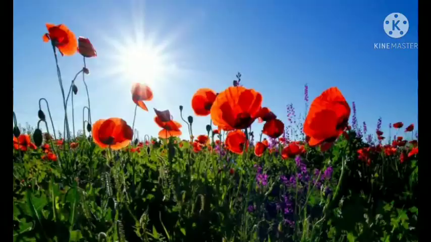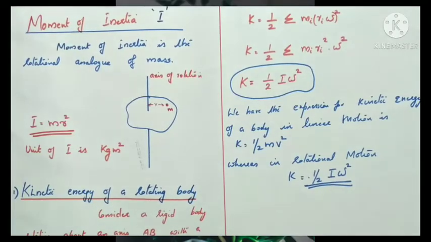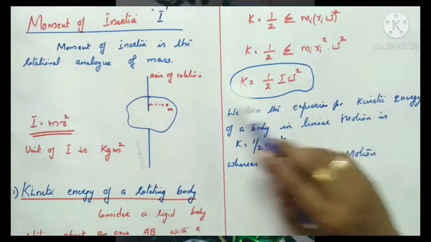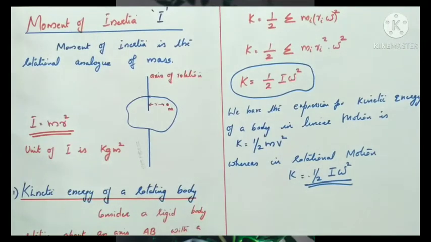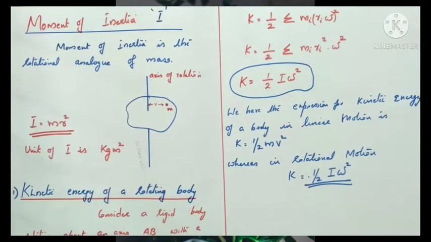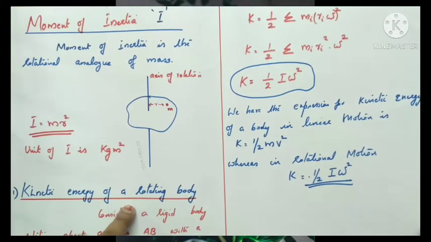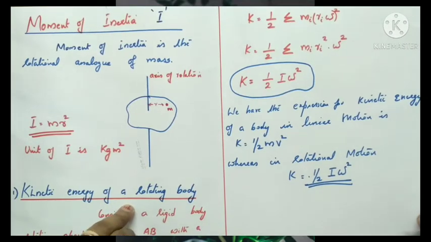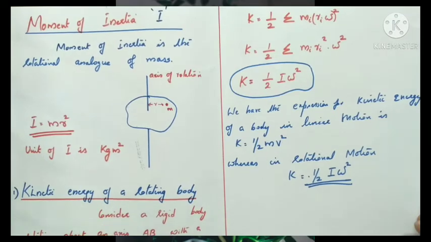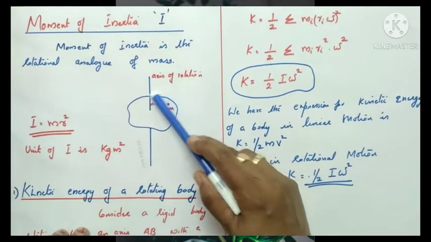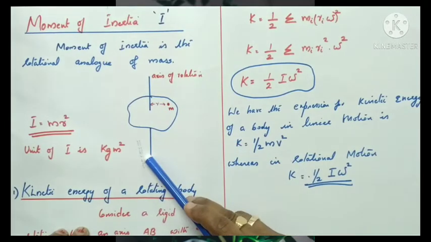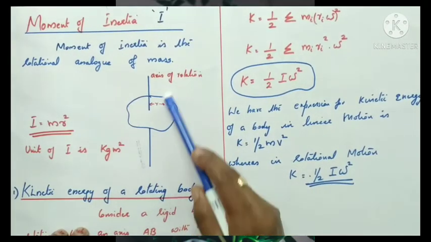We are going to introduce a new term, moment of inertia, which is represented by the letter I. Moment of inertia is the rotational analog of mass. In linear motion we know what is mass. Similarly in rotational motion the analog is moment of inertia. What is this moment of inertia? Consider a rigid body which is rotating about a given axis.